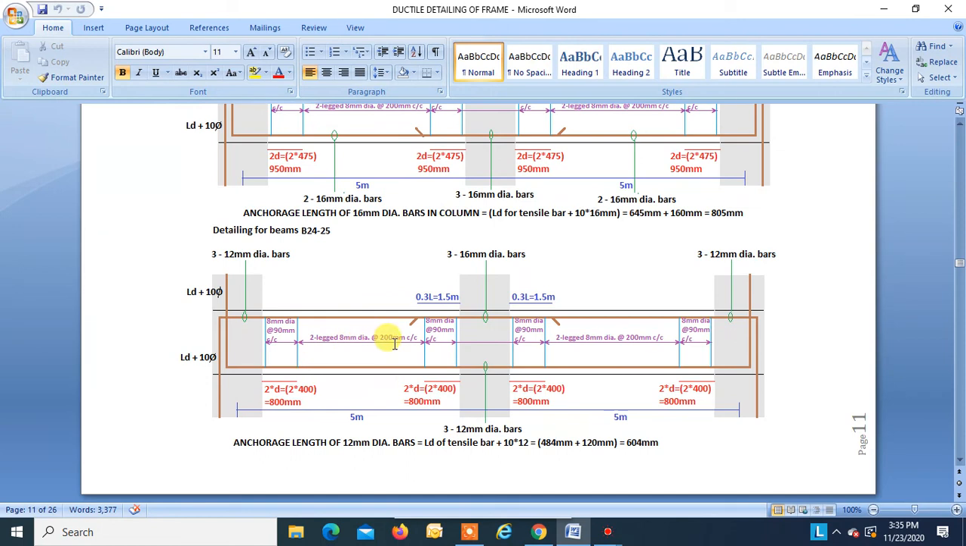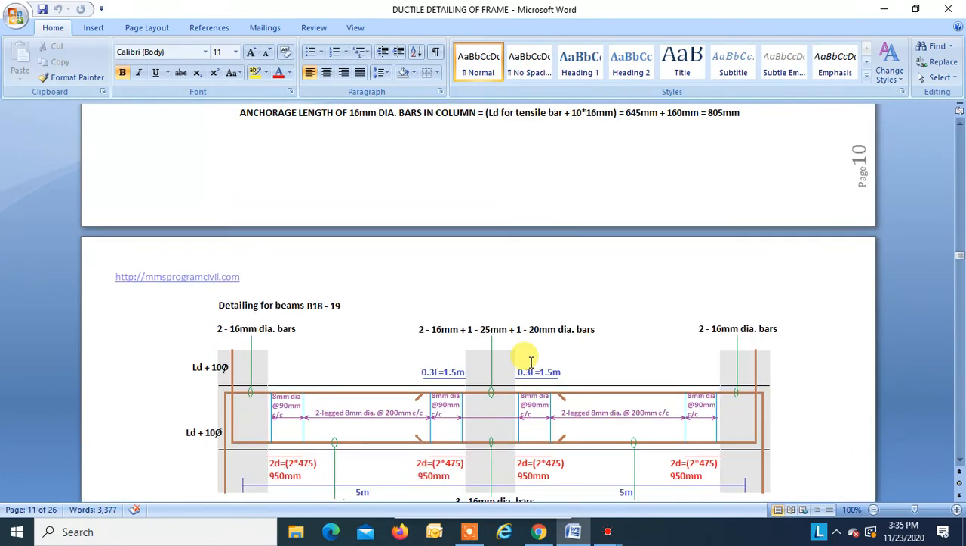And in the in-between area we will provide 2-legged 8 mm dia stirrups at about 200 mm center to center. We are assuming that there is no splicing done over here. This bar is running throughout, and no splicing is done. Otherwise the spacing of the stirrups should not be greater than 150 mm. So this is how you do the ductile detailing of the beam.